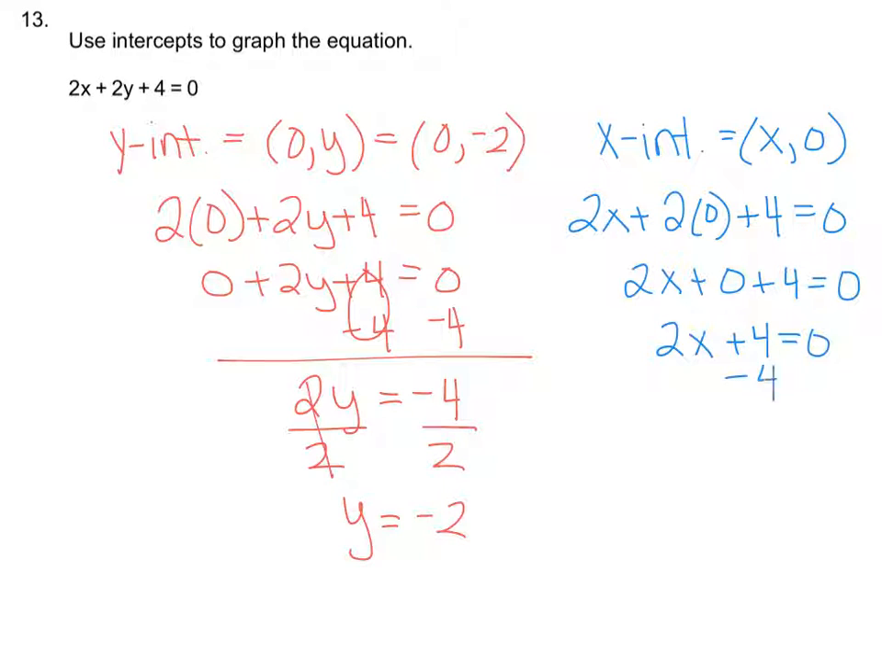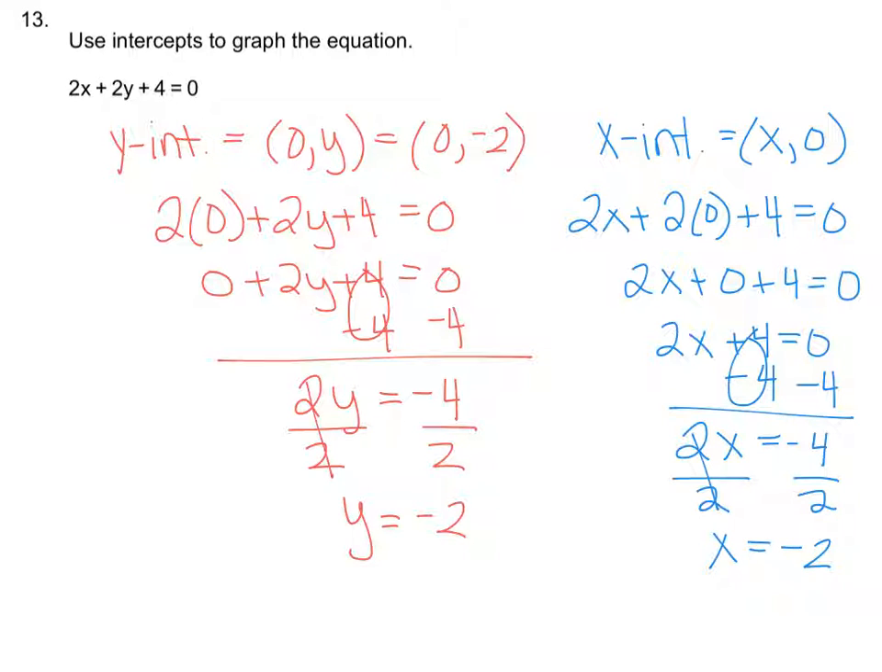And then I'll subtract 4 on both sides. And we have 2x equals negative 4. And then lastly, divide both sides by 2. And we get x equals negative 4 divided by 2, which is negative 2. So my ordered pair for my x-intercept is negative 2, 0.